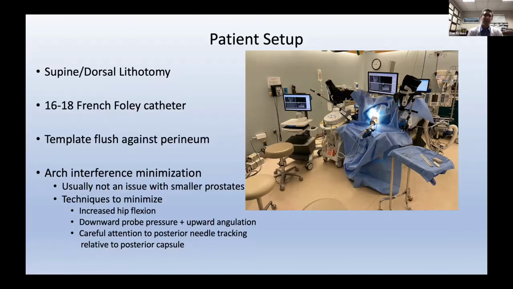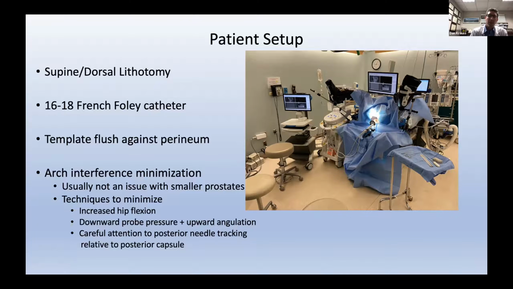Patient setup, you've got the patient supine, legs in stirrups in the dorsal lithotomy position. We'll usually elevate the stirrups to an angle of about 50 to 55 degrees. Place the catheter. You can see here our basic setup. You can see my mouse pointer, I hope, but you'll place the ultrasound probe with the template flush against the perineum. We've got our Mayo stand over here, really with just about everything we will need for the implant.